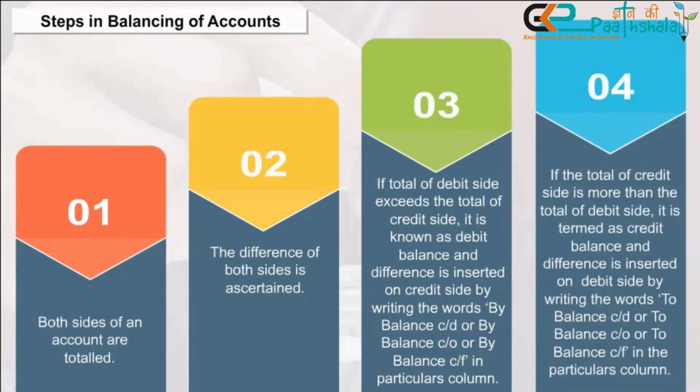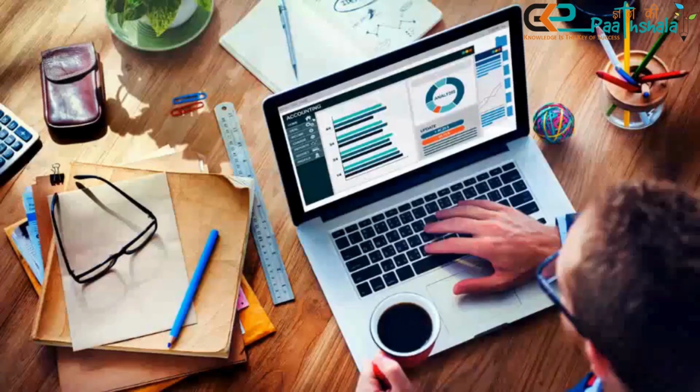If the total of the credit side exceeds the total of the debit side, it is known as credit balance, and the difference is inserted on the debit side by writing the words to balance c/d or to balance c/o or to balance c/f in the particulars column.